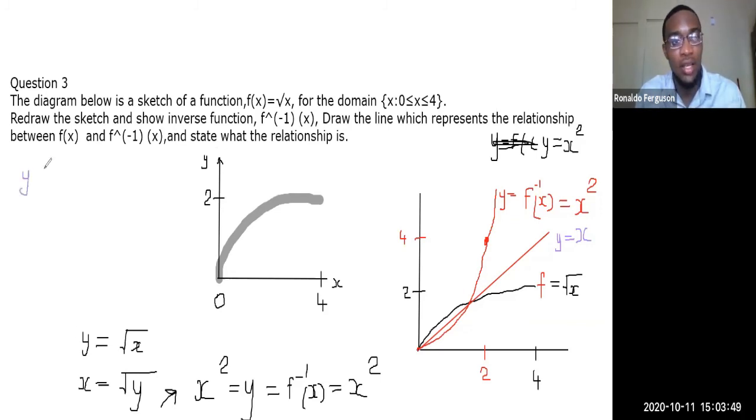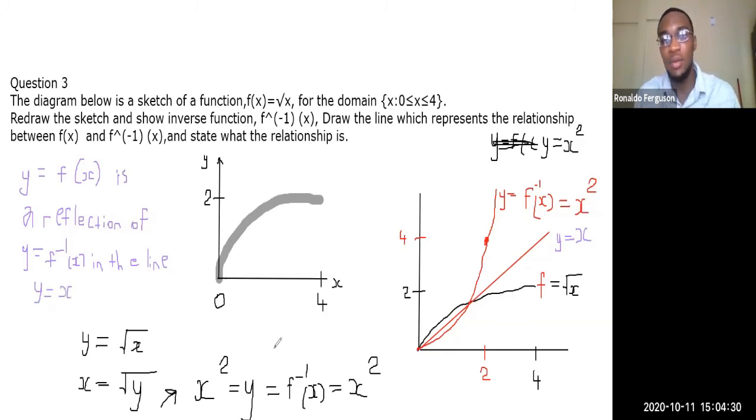So y equal f of x is a reflection of y equal to f inverse of x in the line y equal to x. Easy question.